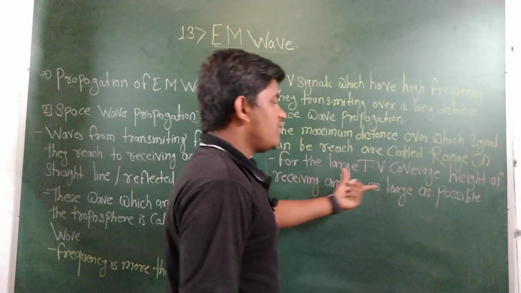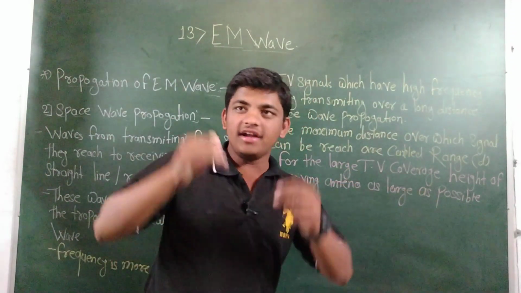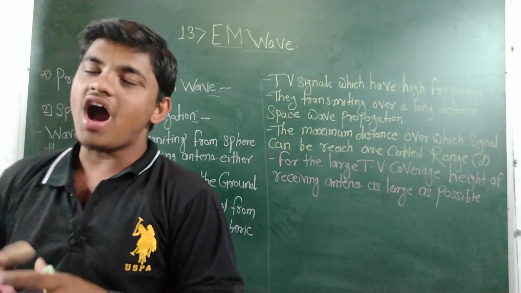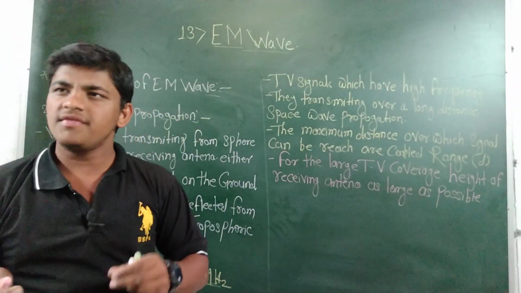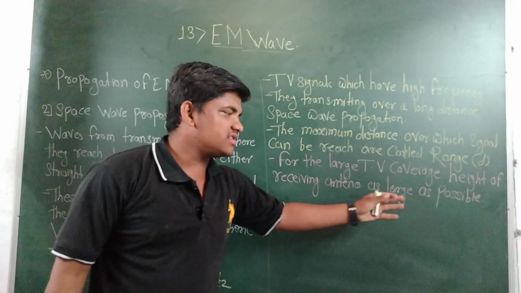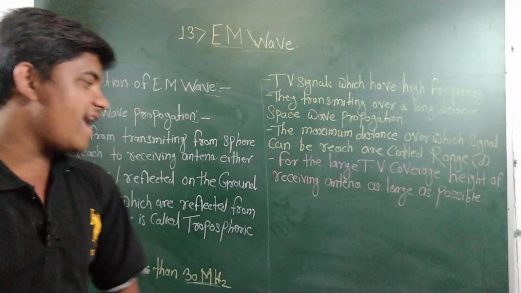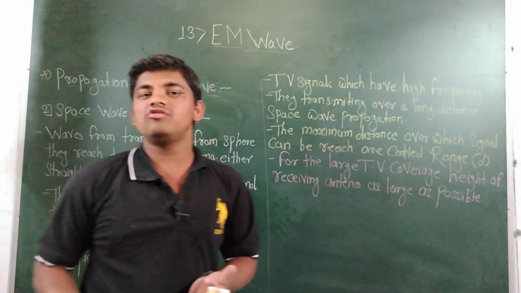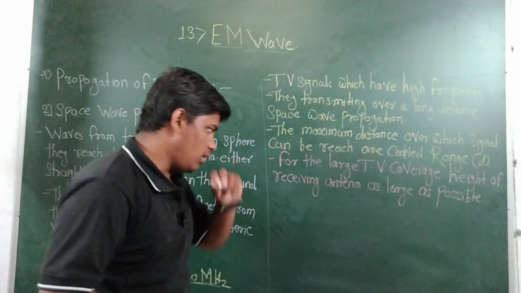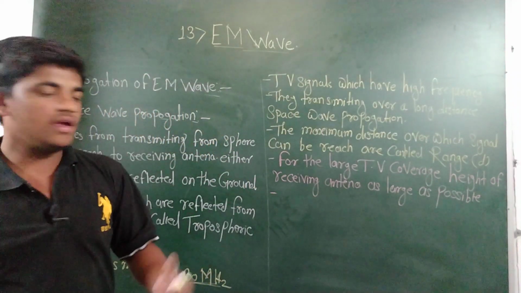For high television coverage, the height of the receiving antenna is larger. The receiving or transmitting antenna should be as large as possible. Then we see the towers have more height. Okay.